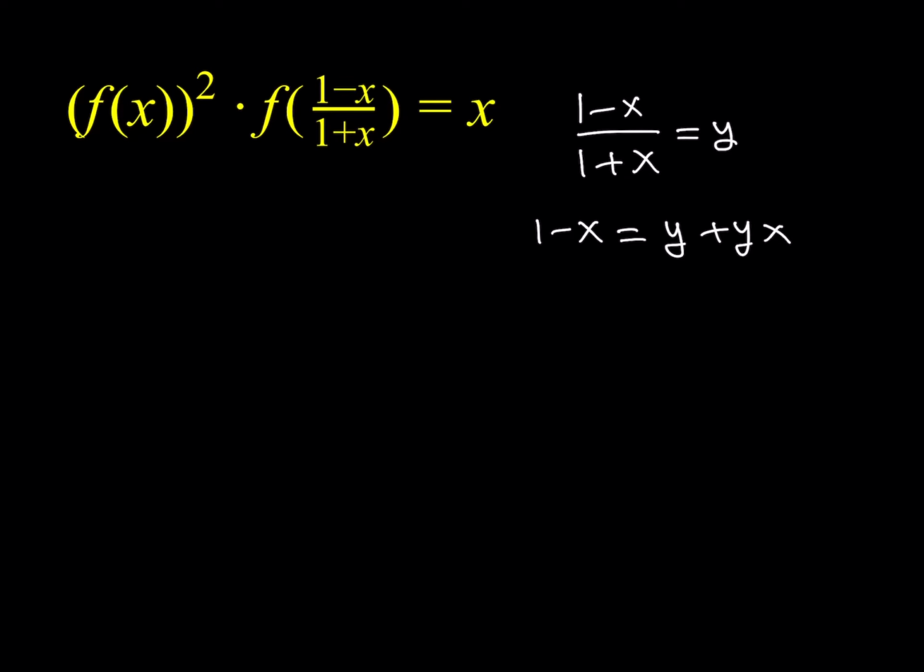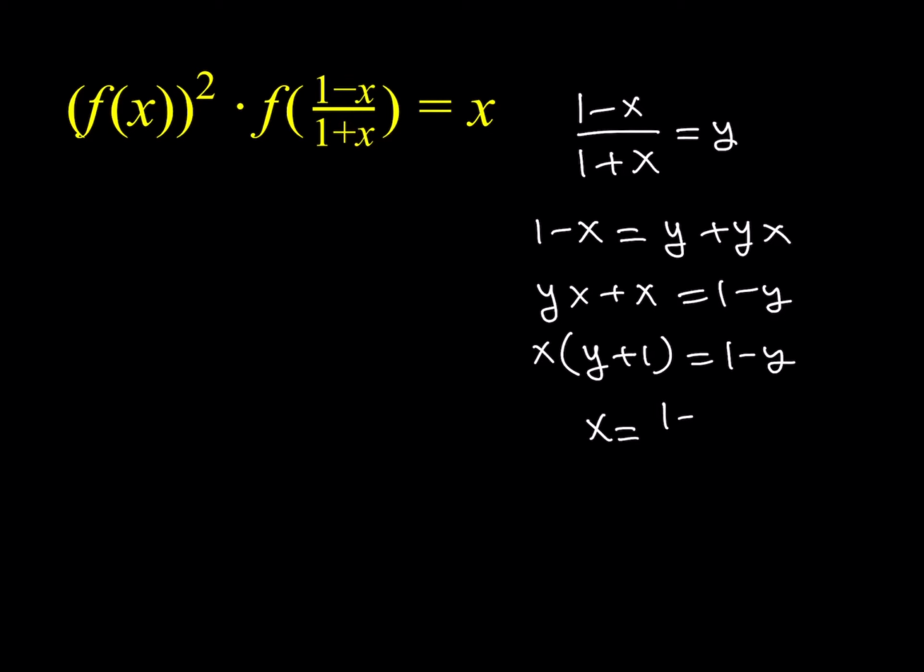Now, since my goal is to solve for x, I'd like to collect all the terms together. Anything that has x in it, I'm going to put it on the same side. So I'm going to add x to both sides. That's going to give me yx plus x, and then I'm going to subtract y from both sides. That's going to give me 1 minus y, obviously. Then I'm going to take out the x, basically factoring here. x times the quantity (y plus 1) is equal to 1 minus y. And if you divide both sides by y plus 1, you're going to get x in terms of y: (1 minus y) divided by (1 plus y).